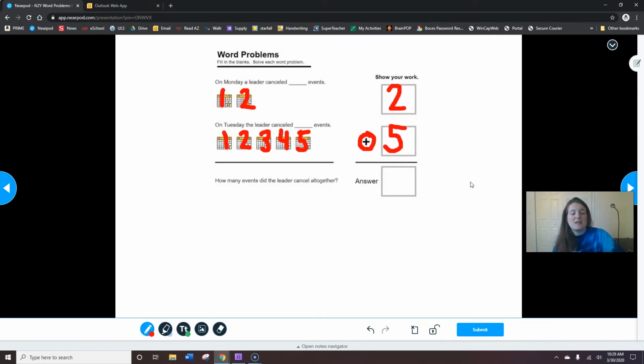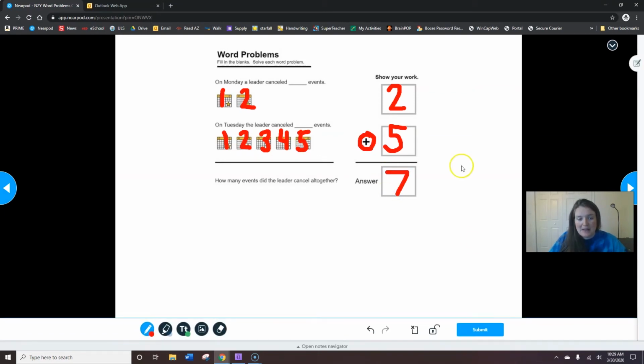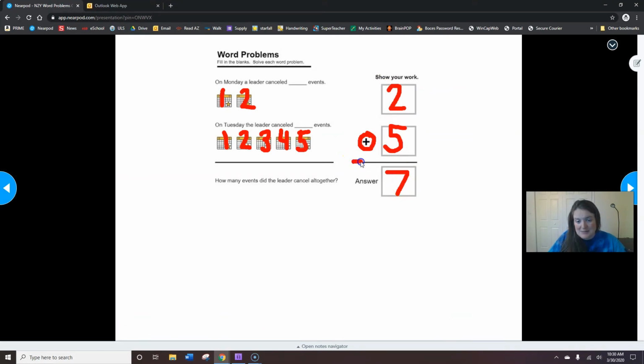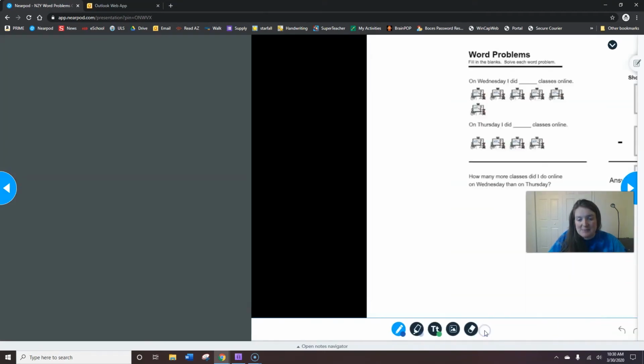If you don't have something that you can count in front of you, you could always count all the events on the screen, just like this. 1, 2, 3, 4, 5, 6, 7. It's whatever works best for you. Okay. When you're done, the work that I need to see is 2 plus 5 is 7. This means equals. 2 plus 5 equals 7. When you're done with the page, hit submit.